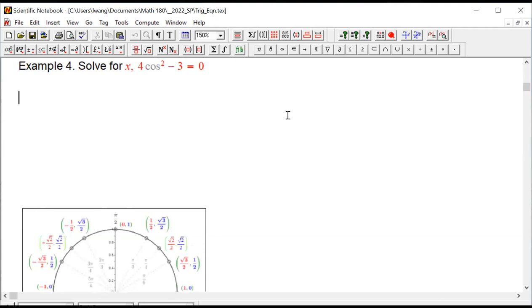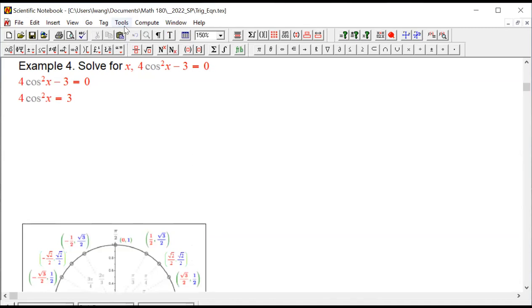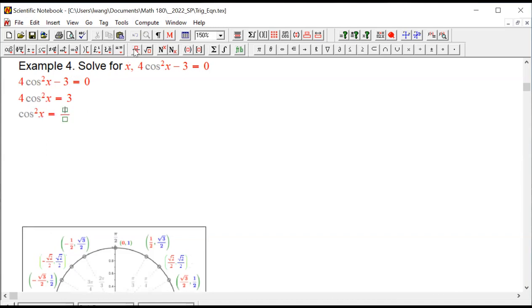You can treat it as a function. Whoops, I missed the x. We treat it as a function, but we like to do some algebraic manipulation here. So we're gonna add 3 on both sides. So we got 4 times cosine squared x equals to 3. Divide both sides by 4. So cosine squared x equals to 3 over 4.